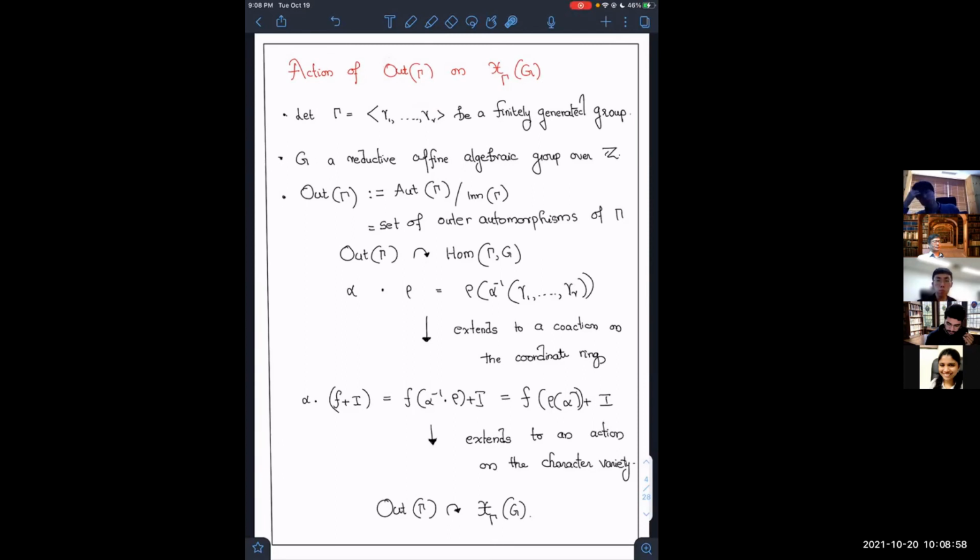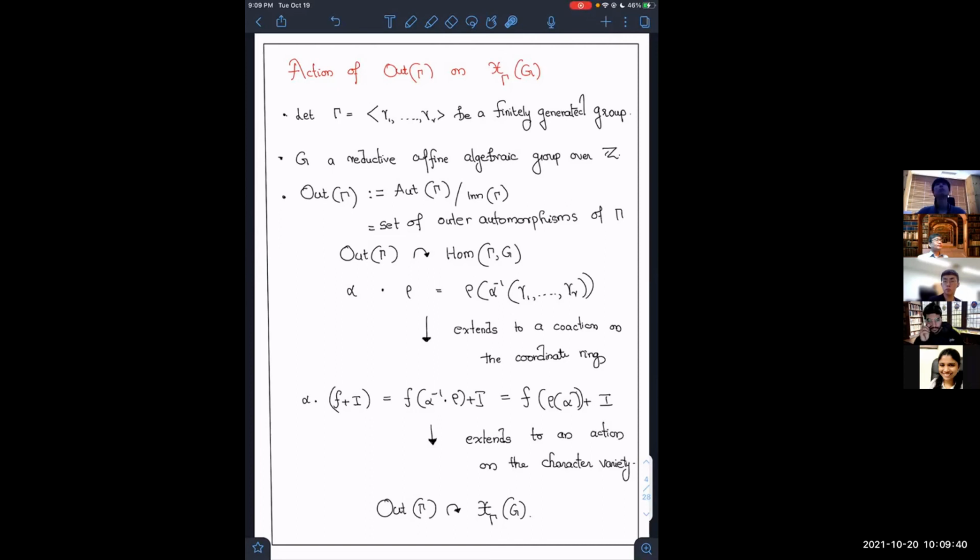Okay, so what is the action? Let me first define the action that I want to study. Suppose gamma is a finitely generated group which has r generators, gamma 1 to gamma r, and G is a reductive affine algebraic group over the integers. As I mentioned yesterday, I want integers because I'm looking at the finite field points of the variety. So I want the polynomials that define the variety to be defined over the integers, so that it makes sense to look at the finite field points.